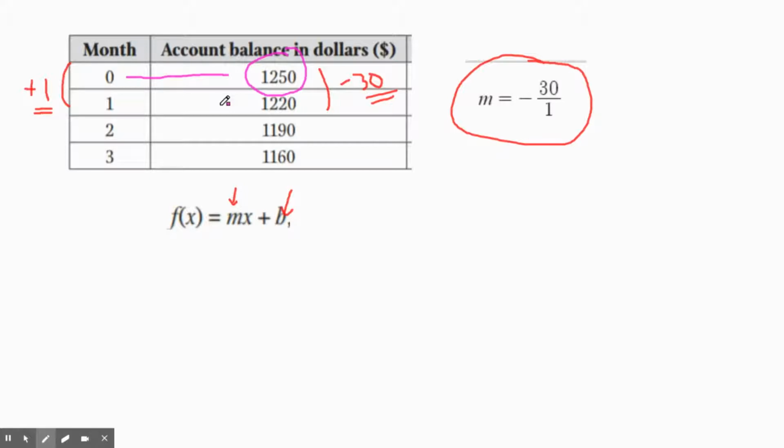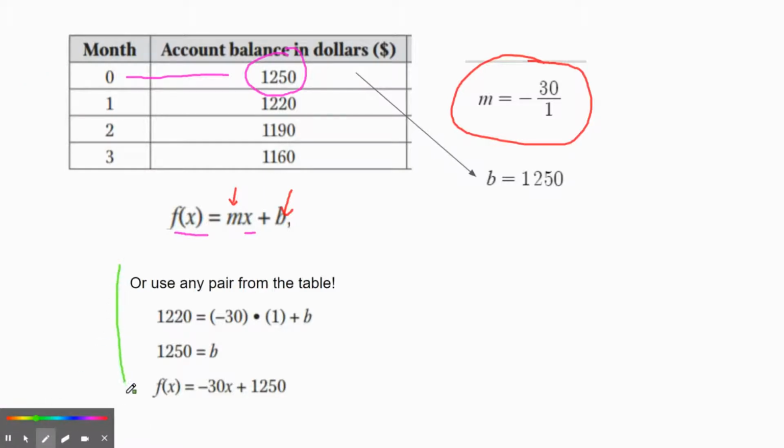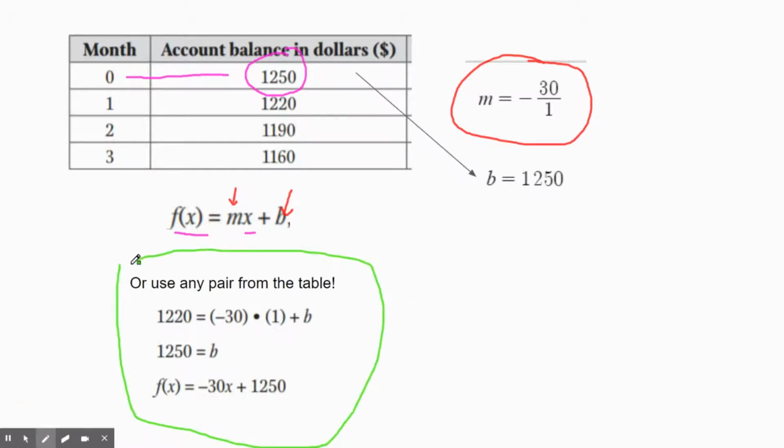However, let's say you didn't have that value. Well, you could use (1, 1220) or (2, 1190). Any of those values could be substituted in for the y and the x values. As you can see down here, what value for b would you get if you substituted in 1, 1220? Remember, the y value is 1,220. The x value is 1, and you solve for b, and you get 1250, which is the same as what was in the table.